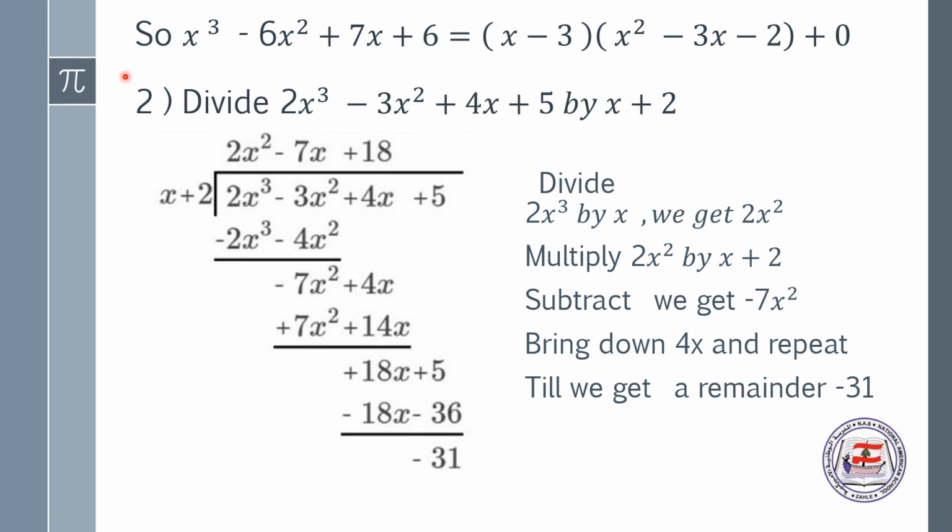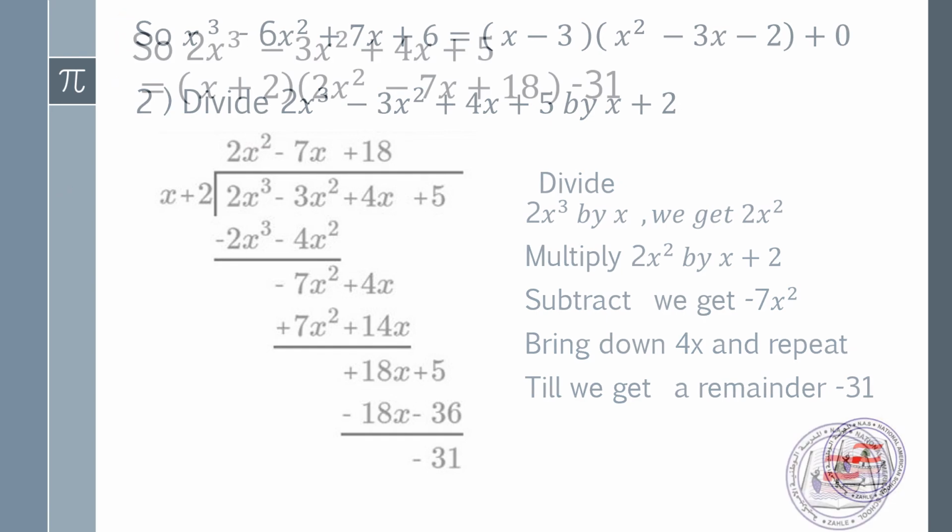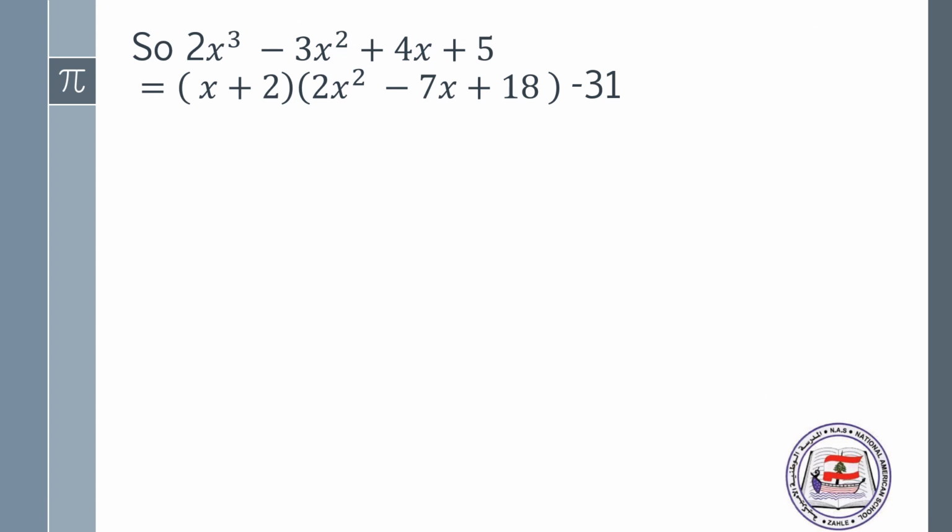How can we write this polynomial? It's 2x cubed minus 3x squared plus 4x plus 5 is equal to x plus 2 times 2x squared minus 7x plus 18, minus 31. As you see, this is not the factorized form of this polynomial. It's only that if we expand the right hand side, it will give us the same answer as the left hand side.